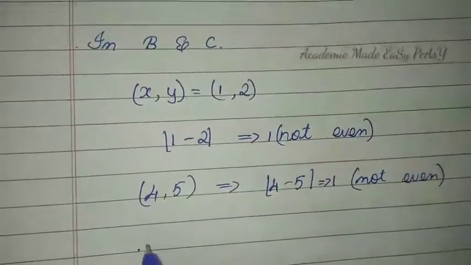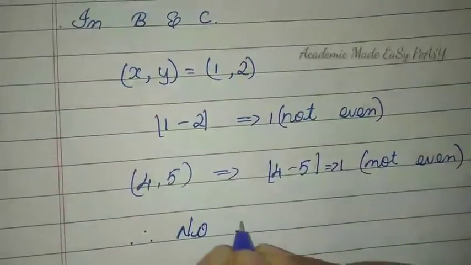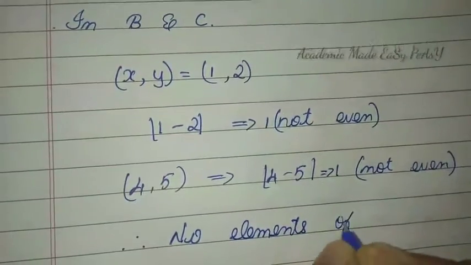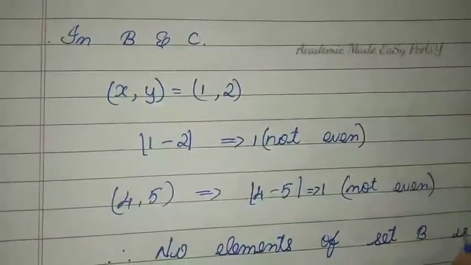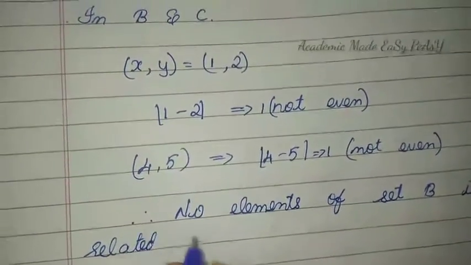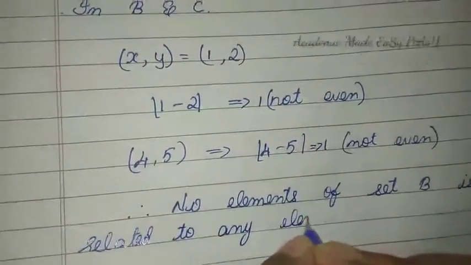So I will say that therefore no element of set B is related to any element of set C.